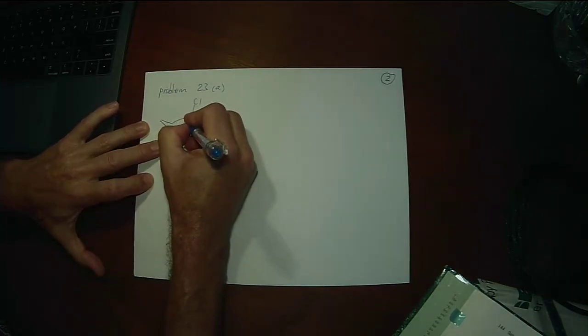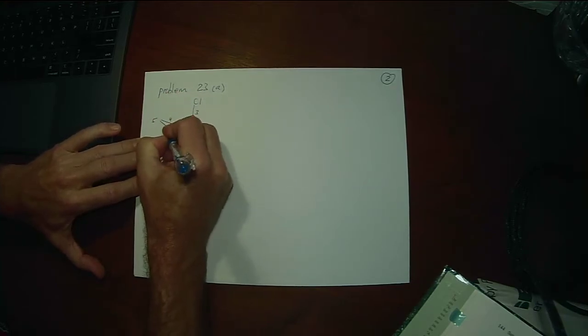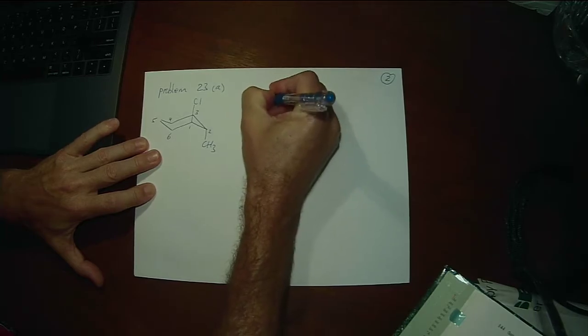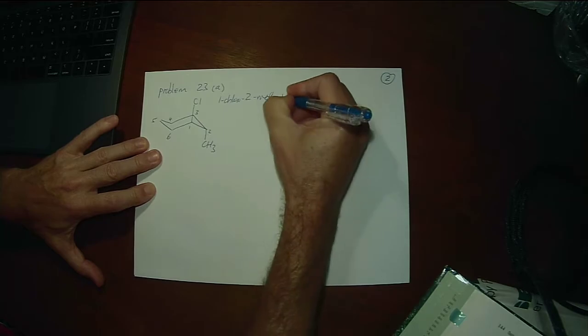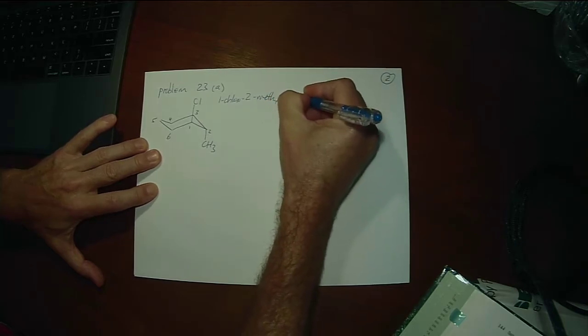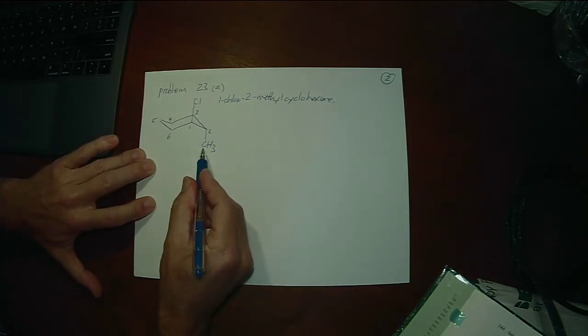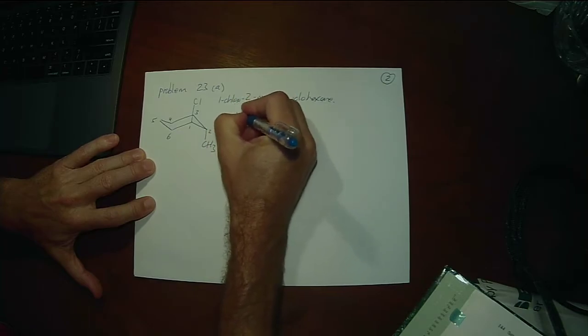If you were to number these carbons, you would number them like this. So the name of this compound would be 1-chloro, because chloro comes first, 2-methylcyclohexane. And because this methyl group is clearly on the bottom of the ring and this chlorine is clearly on the top of the ring, this is the trans isomer.